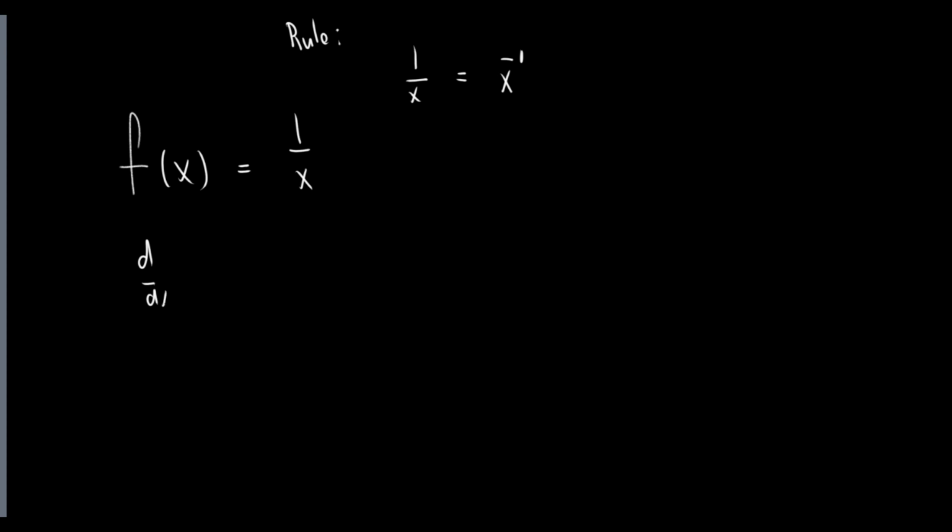So d over dx of 1 over x. I'm going to move this x to the front as x to the negative 1. Now we just follow the exact same principle. Multiply this forward and subtract 1. That's going to give me negative 1 x to the negative 1 minus 1, which is negative 2. And I want to rewrite this in its original form. To make the negative exponent positive, we just swap it from a numerator to a denominator, and vice versa.